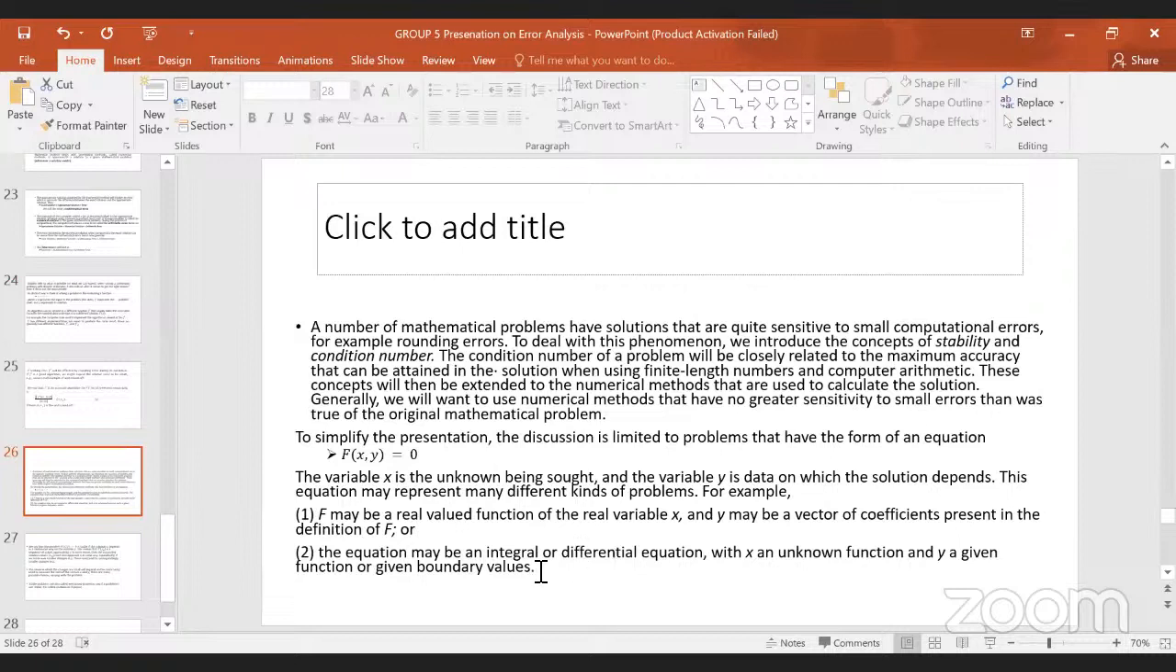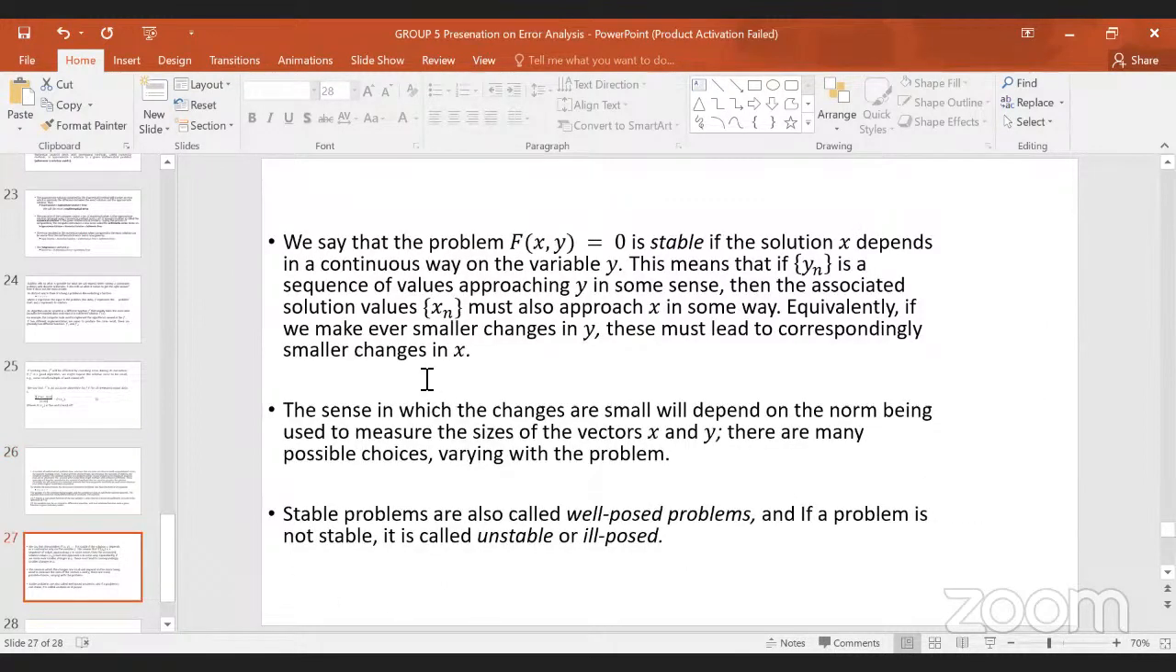Now, the equation may be an integral or differential equation with x an unknown and y a given function or given boundary values. Now we say that f of x equals 0 is a stable solution if the solution x depends in a continuous way on the variable y. This means that if y_n is a sequence of values approaching y in some sense, then the associated solution values x_n must also approach x in some way.